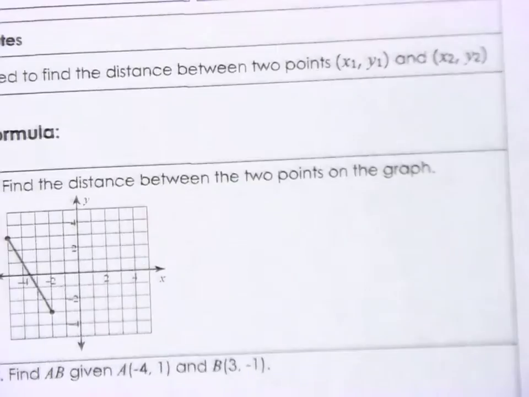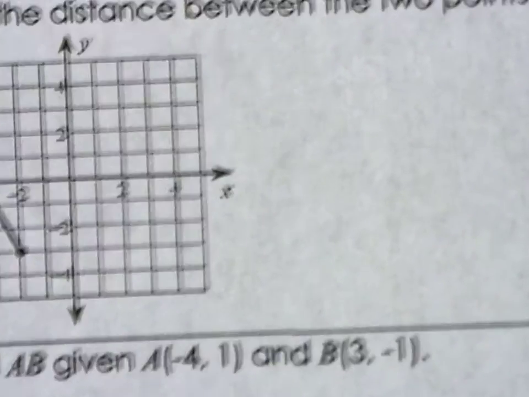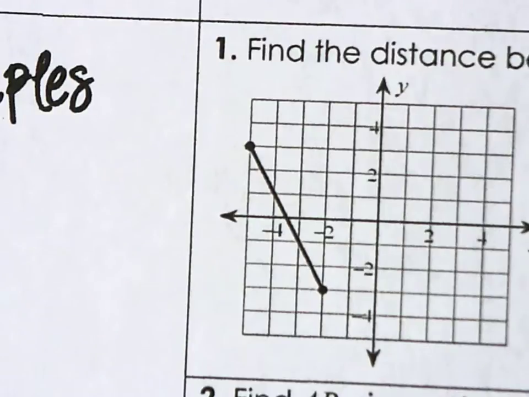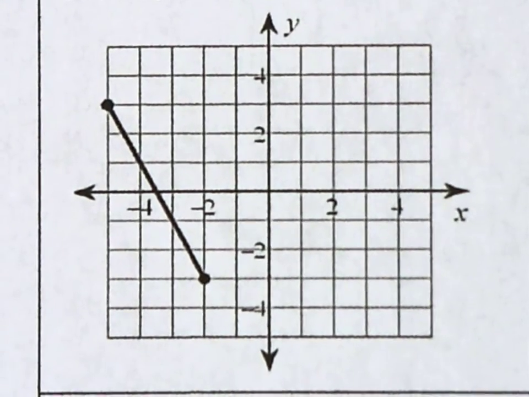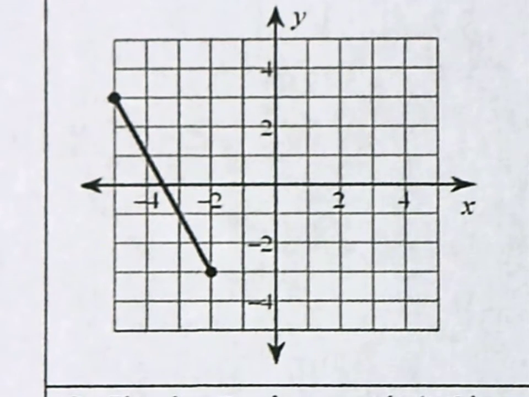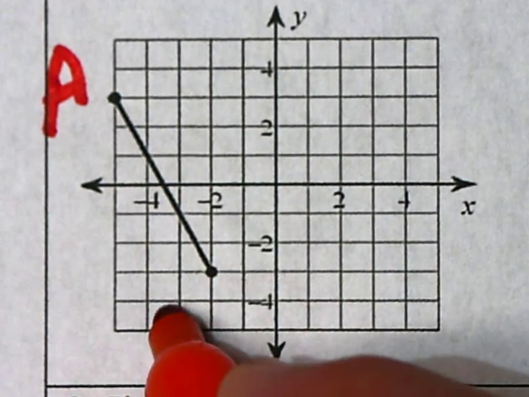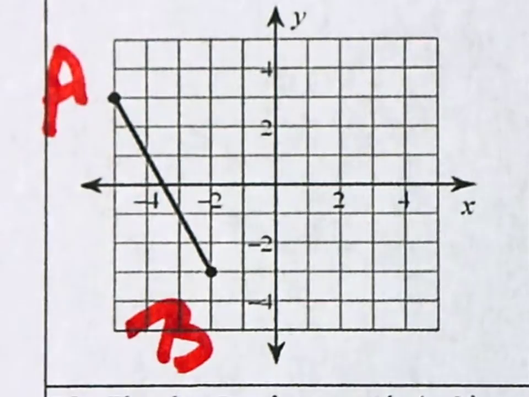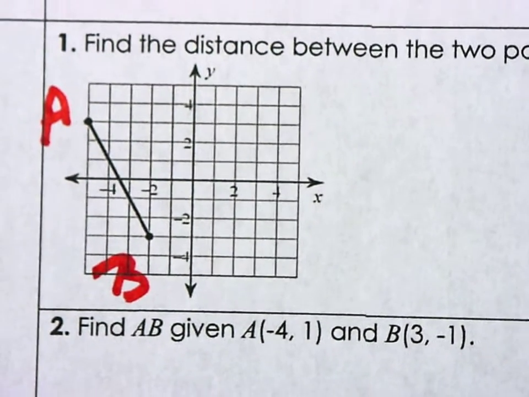For our first example, I thought I would pick this pretty graph. We like our pretty graphs. We're going to find the distance between these two points right here. The only thing I don't like about this question is I wish they had given those points names, so let's do that ourselves. We're going to call this one point A and this one point B. Our first task is to find where point A is and where point B is.